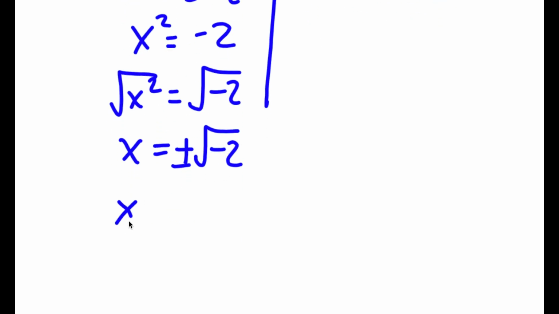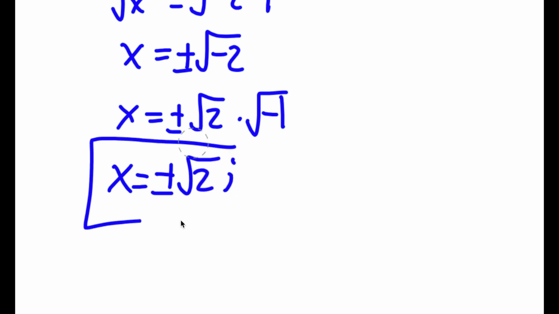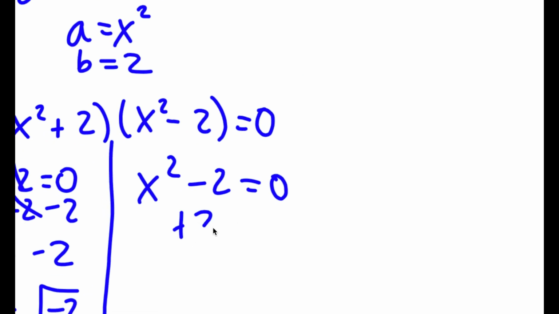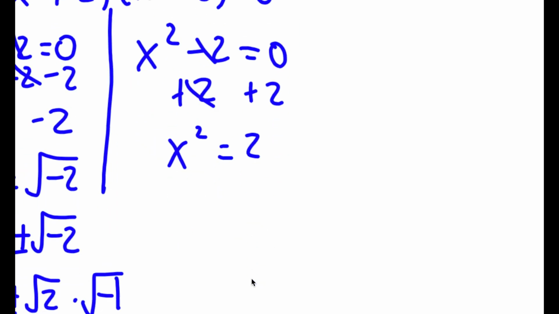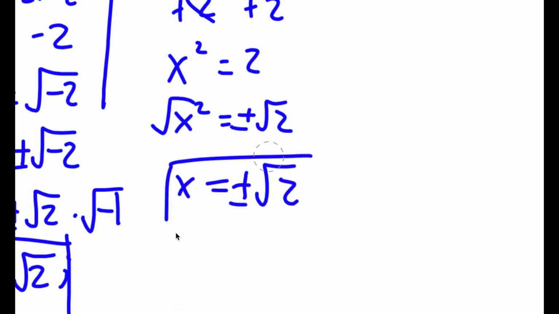And if you guys didn't already know, the square root of negative 2, I can rewrite that as the square root of 2 times the square root of negative 1. And the square root of negative 1 is actually equal to the imaginary number i. So I get x is equal to positive or negative square root of 2 i. Now for this, I have x squared minus 2 equals 0. I can add 2 on both sides, these two cancel out, and I get x squared is equal to 2. Now, if I take the square root on both sides, I get x is equal to positive or negative square root of 2.